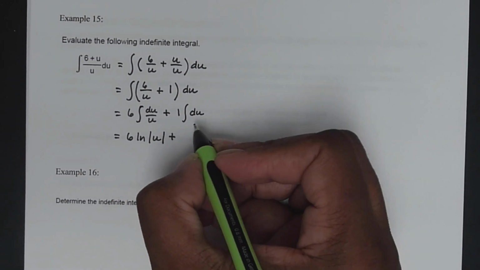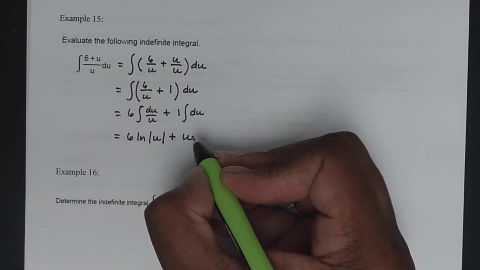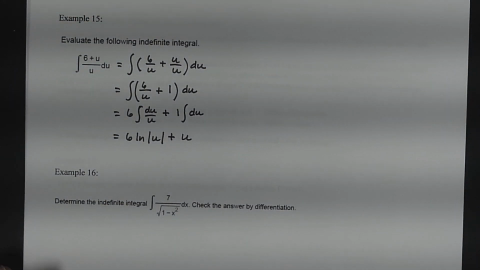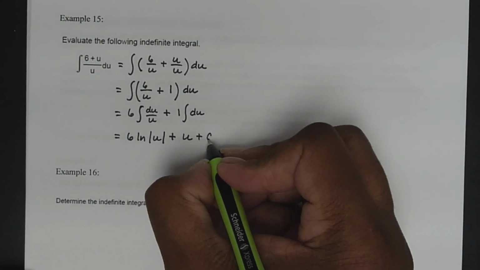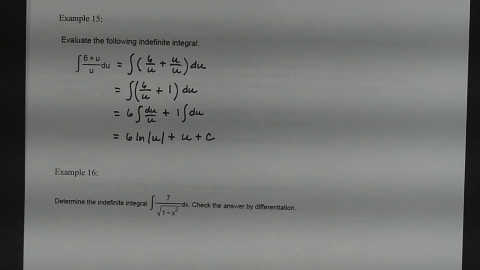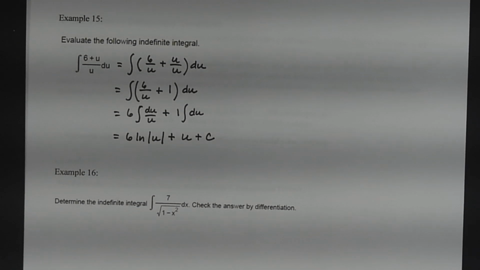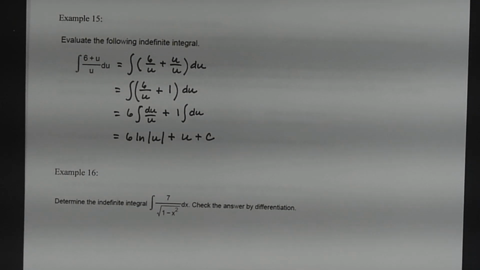But here I'm using u, so that means I have 6 times the natural log of the absolute value of u plus 1 times the integral of du would just be u. So 1 times u will be u plus c. So the integral of 6 plus u divided by u du will be 6 ln of the absolute value of u plus c.